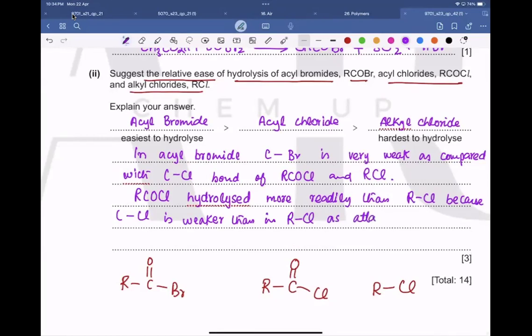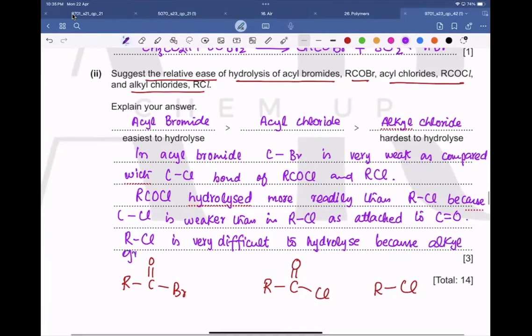as it is attached to C double bond O, which makes it weaker. Okay, then alkyl chloride is very difficult to hydrolyze because alkyl groups cause a positive inductive effect. Is this understandable to all of you? So the carbon chlorine bond gets stronger. If any one of you has any query till here, please ask.